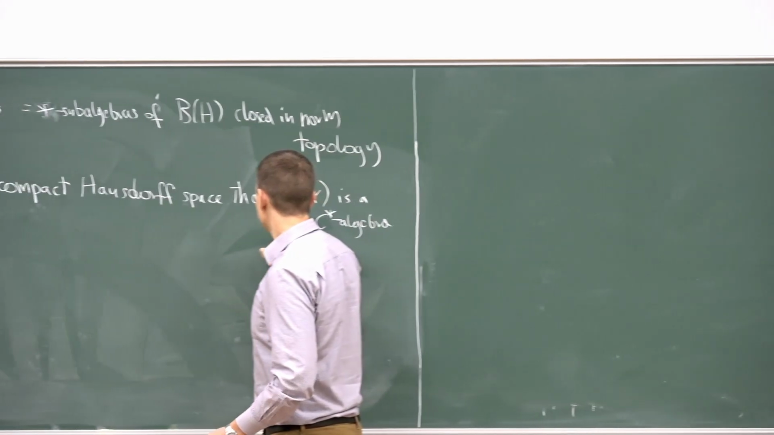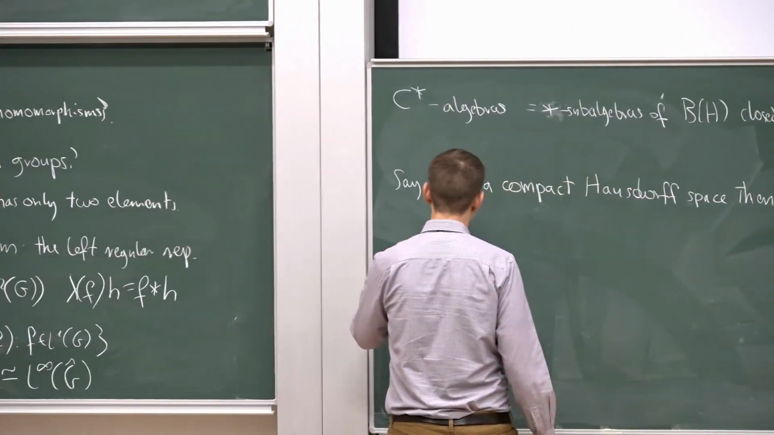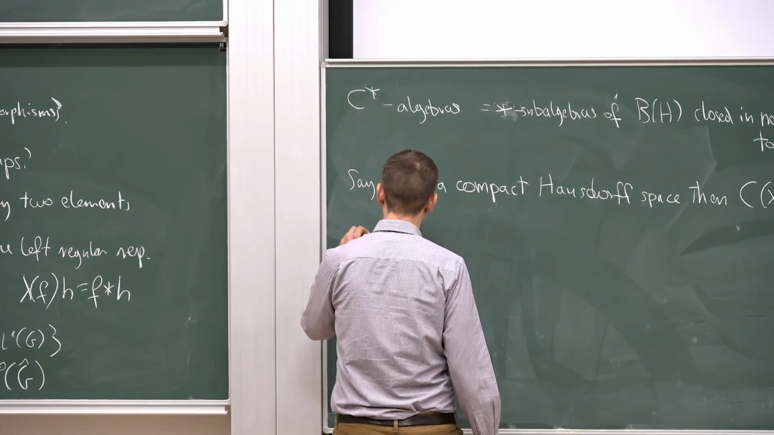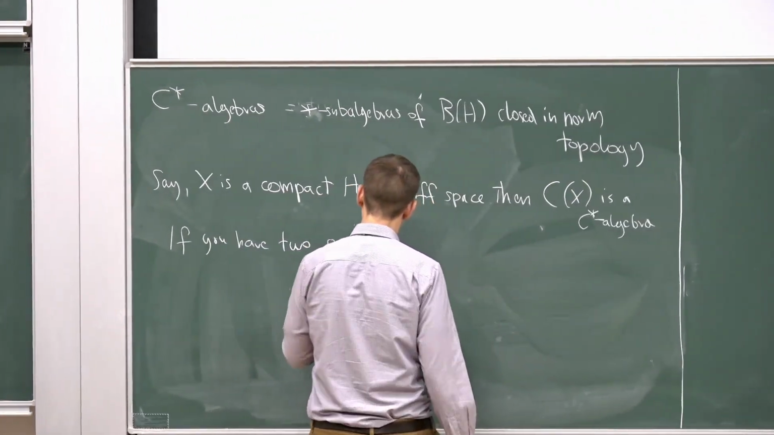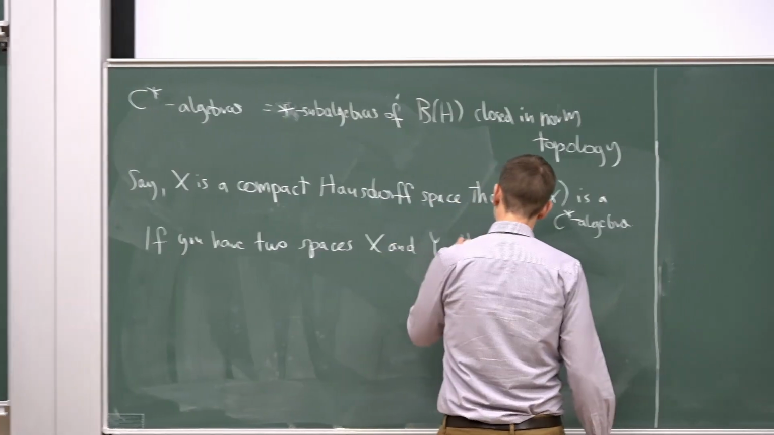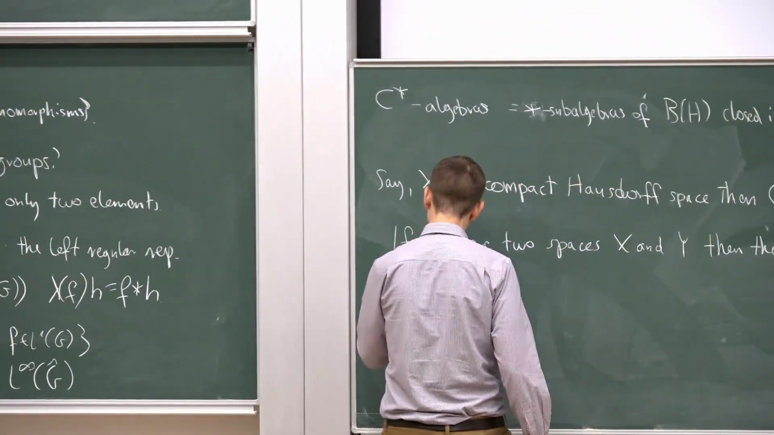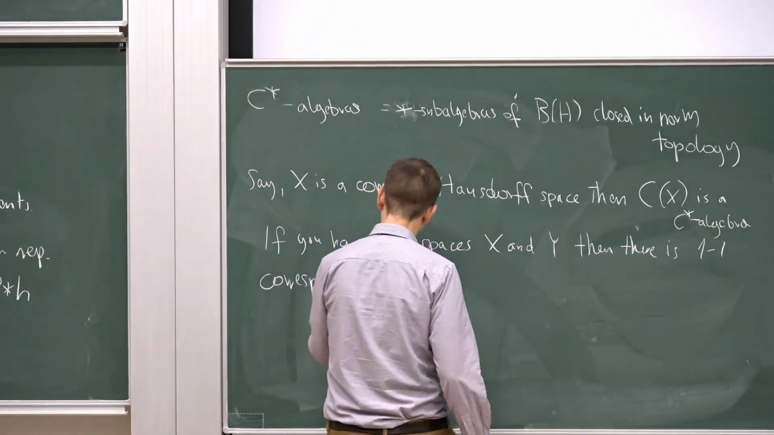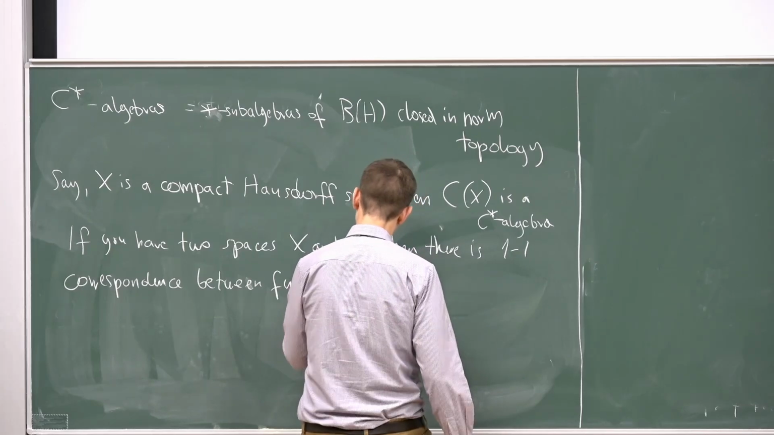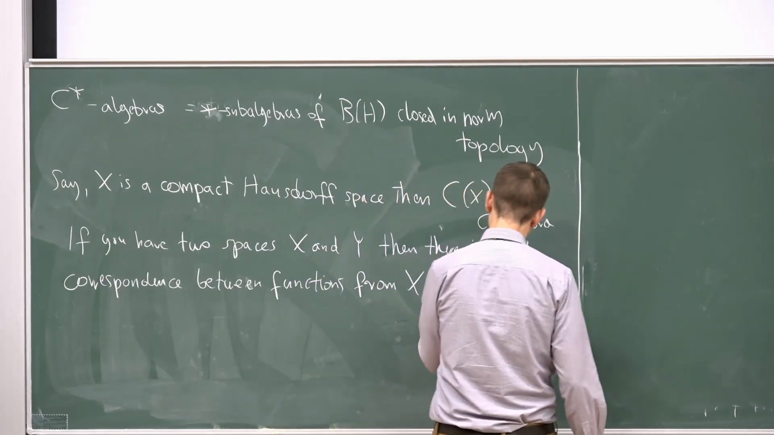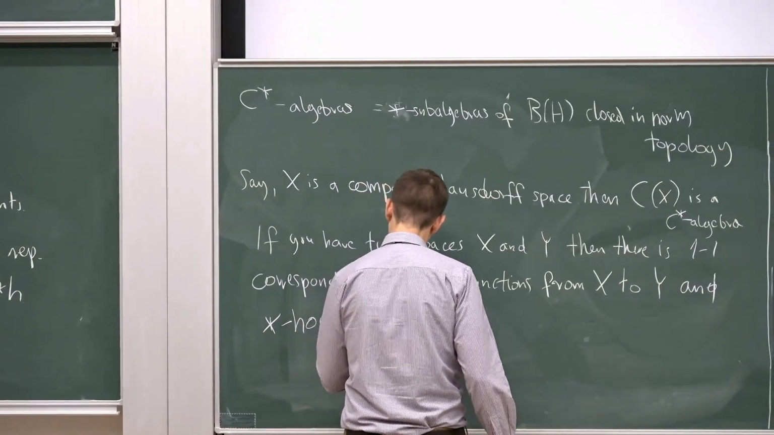Okay, and then what is nice about C of X is that it knows everything about X. So basically, if you have two spaces, X and Y, then there is a one-to-one correspondence between functions from X to Y and star homomorphisms from C of Y to C of X.